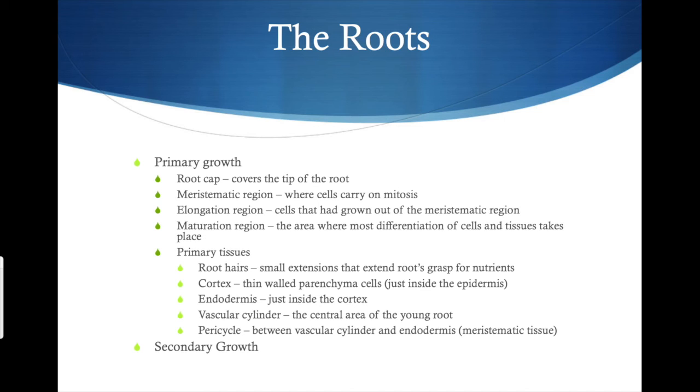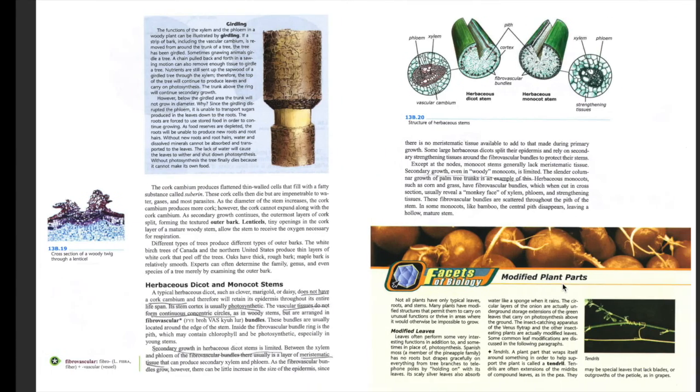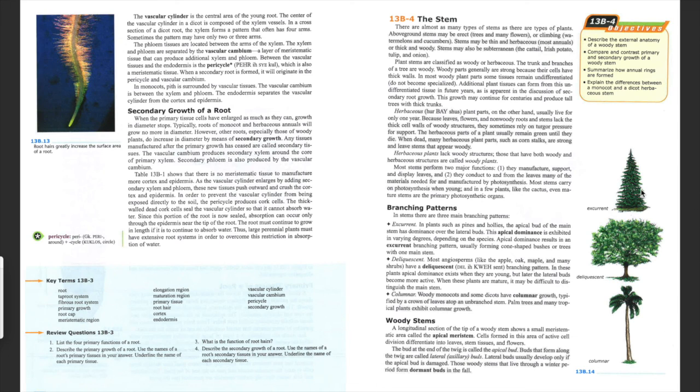It is important to understand that primary growth is growth in length, whereas secondary growth is growth in width. Okay, so different types of branching patterns, as I just went over: excurrent, deliquescent, and columnar. Go to the book and look at those right here on page 355.